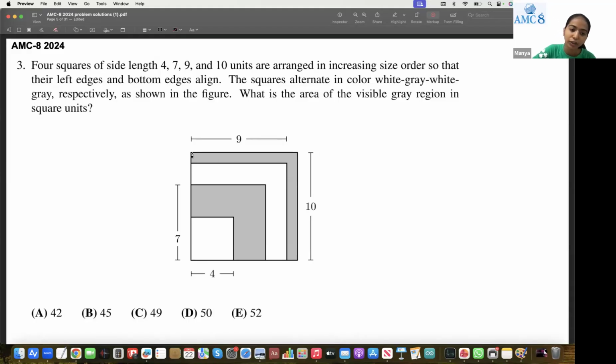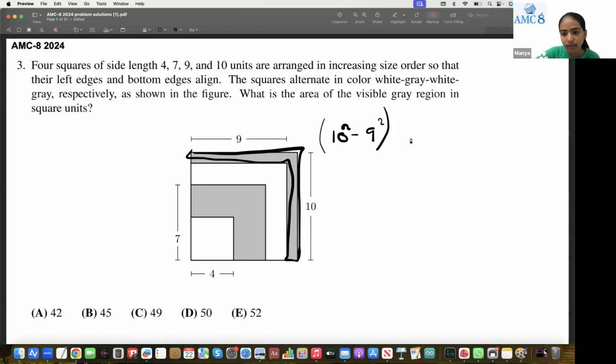So for the first solution, we know that this whole thing is 10 by 10. The square right here is 10 by 10. So we can do 10 squared minus 9 squared to find the shaded region for this part right here. This one right here, we would do 10 squared minus 9 squared plus, in parentheses, 7 squared minus 4 squared. And we do this to find the area of this shaded region right here.